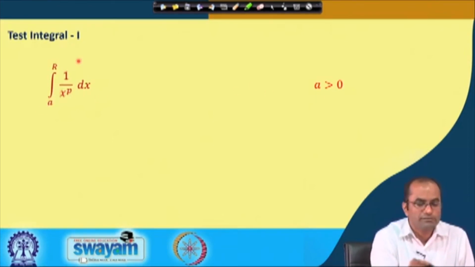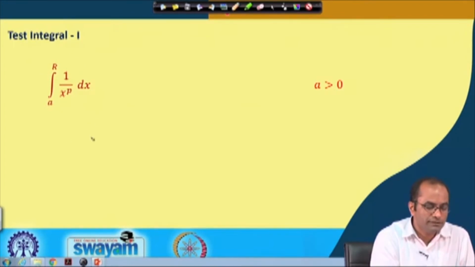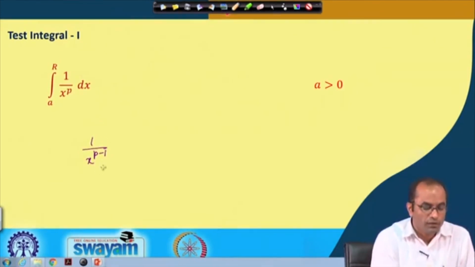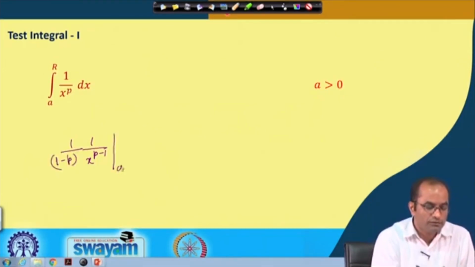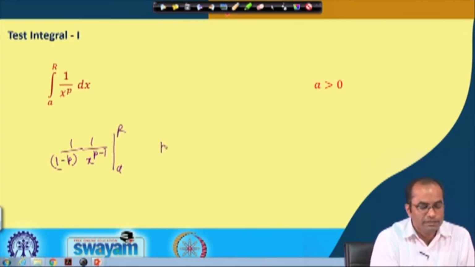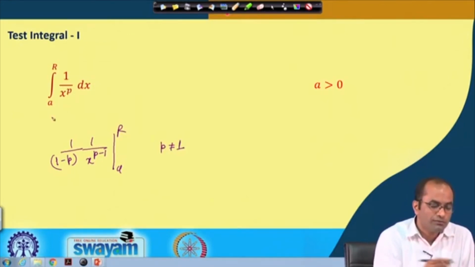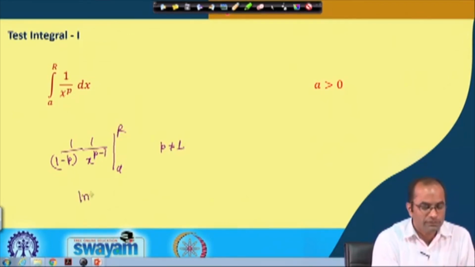So, here 1 over x to the p, which is x power minus p. When we integrate this, we get x power minus p plus 1 over minus p plus 1, so 1 minus p will also come. So, it is the integral from a to r, but this is for p not equal to 1, because when we take p equal to 1, we will get 1 over x, whose integral is the logarithm of x, and then we will take the limit.